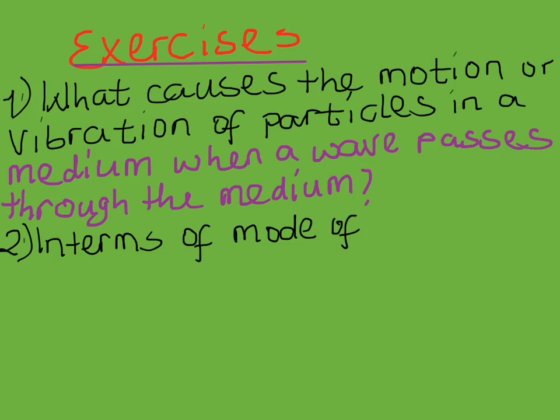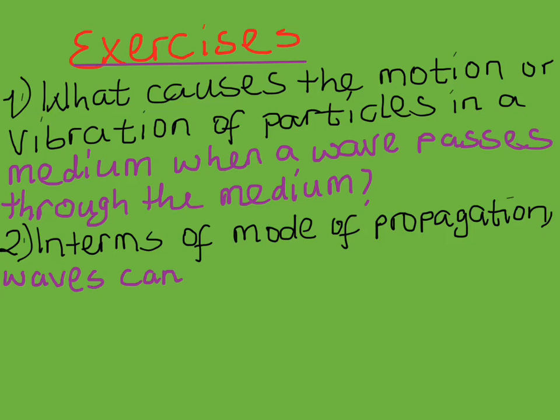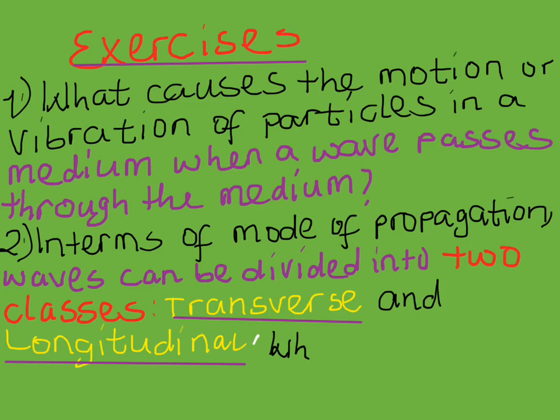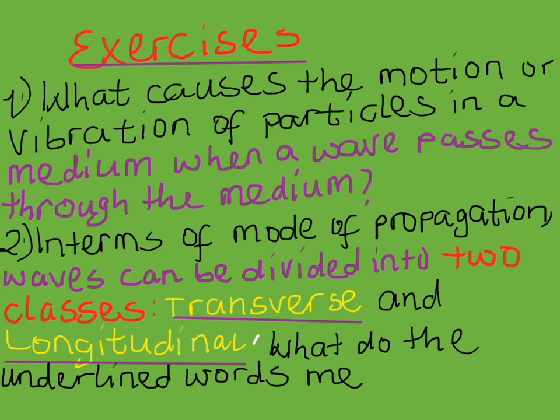Question 2 says, in terms of mode of propagation, waves can be divided into two classes, transverse and longitudinal. What do the underlying words mean? Here you have to know the definition of transverse and longitudinal waves. That is actually what you're asked to do. Giving the meaning of the underlying words means defining the underlying words, which are transverse and longitudinal.